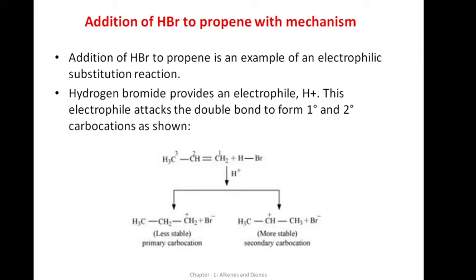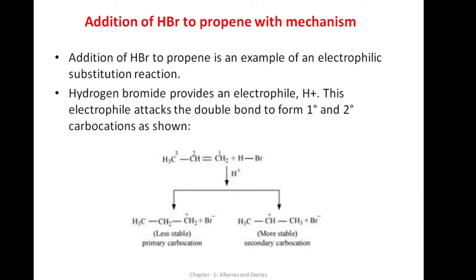When this happens, either carbon number 1 will become positively charged or carbon number 2 will become positively charged. See here, in this case you have carbon number 1 becoming positively charged if hydrogen goes to carbon number 2. If hydrogen goes to carbon number 1, then carbon number 2 becomes positively charged. So you have 2 types of carbocations. Whenever you write the mechanism, you have to show arrow marks. Kindly add an arrow mark here. So it shows an attack.